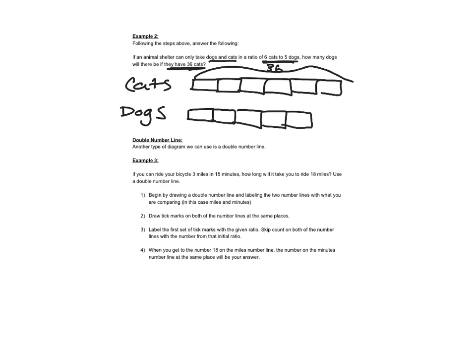So 36 divided by 6, that means we're going to put 6 cats in each box. And since we put 6 in each of the cat boxes, we also need to put 6 in each of the dog boxes. 6, 6, 6, and 6. So then we just add up the total number of dogs. So 6 times 1, 2, 3, 4, 5 equals 30 dogs.